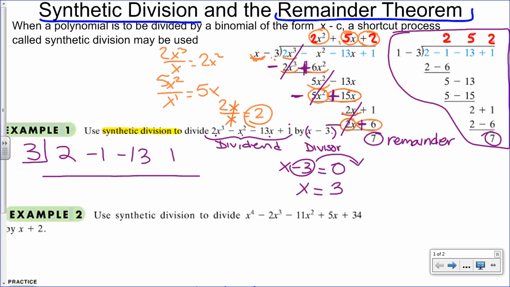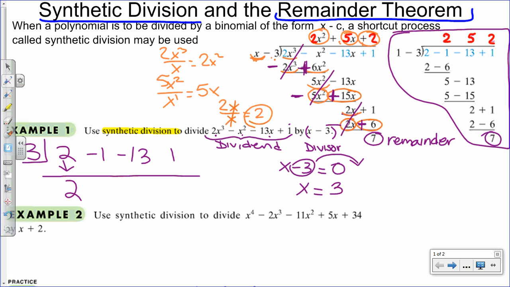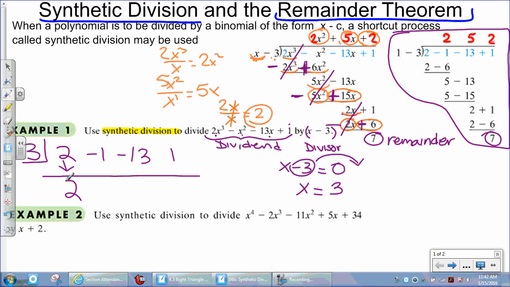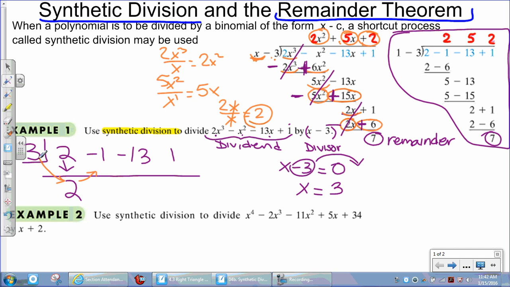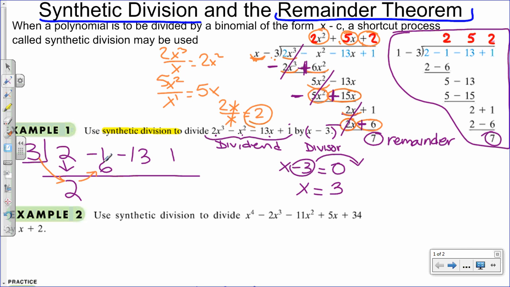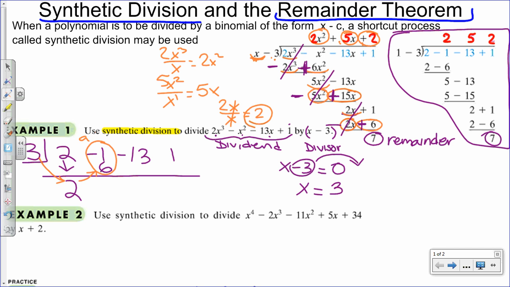Are you guys ready? So first, we're going to drop the first term. And then we're going to multiply 3 times 2, and write it here. And so that is going to be 6. And then we're going to add these terms here. So negative 1 plus 6 is positive 5.